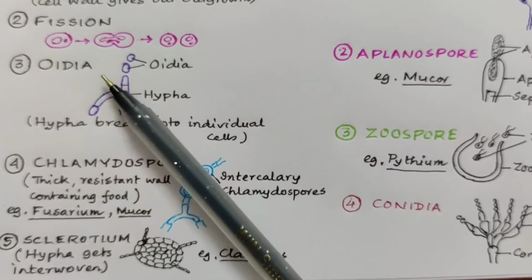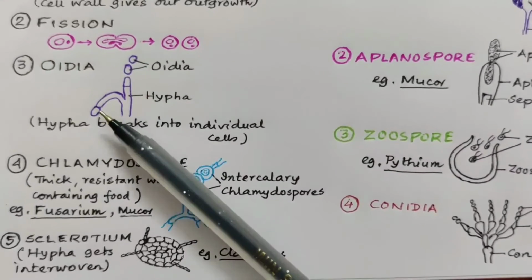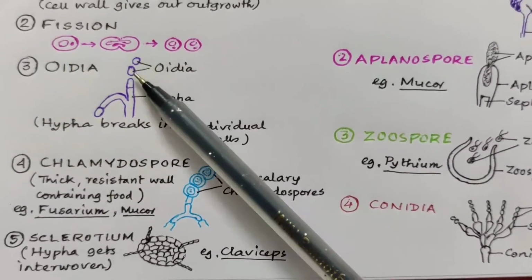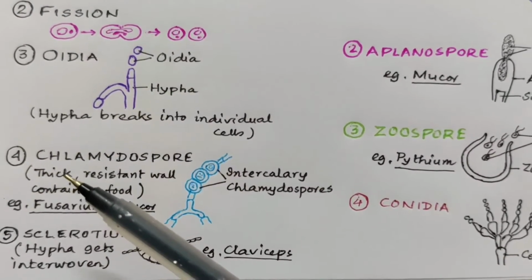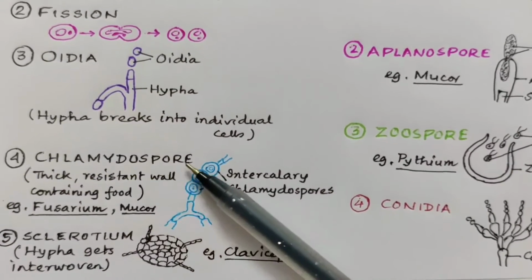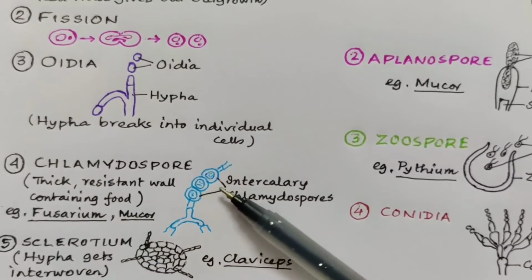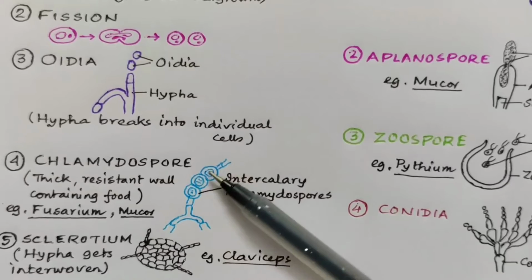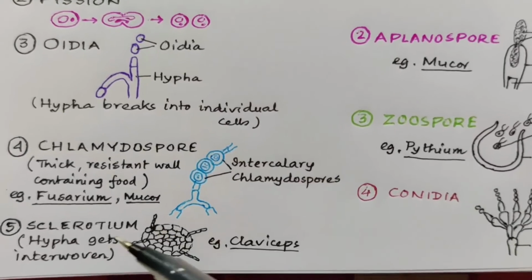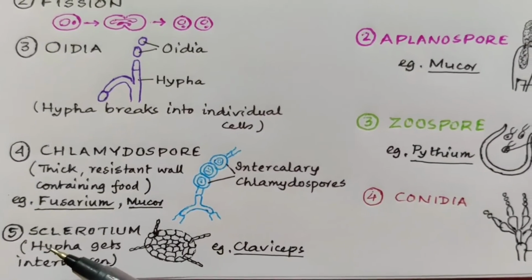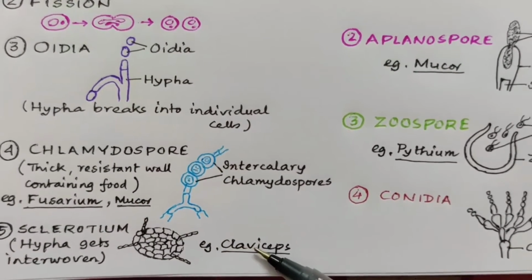Number 3 is oidia formation. Oidia, as you can see, the hypha breaks into individual cells. This is the hypha, it breaks into individual cells. These are called oidia. Next is chlamydospore. Chlamydospore formation, it is a thick resistant wall containing food. It is present in Fusarium and in Mucor. You can see these thick walled structures. They contain food. These are intercalary chlamydospores. Number 5 is sclerotium, where the hypha gets interwoven into a network-like structure like this in Claviceps purpurea.